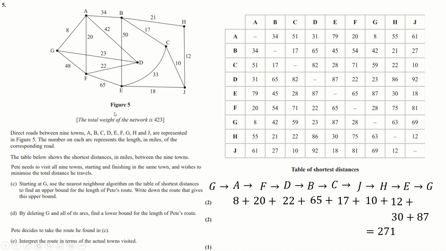So G to A is actually just G to A. That's worth 8. Then A to F was worth 20, and that's just actually A to F. Now, F to D is 22, which is actually just F to D, so we go to D next. D to B is 65. Now, D to B, you can't even go.